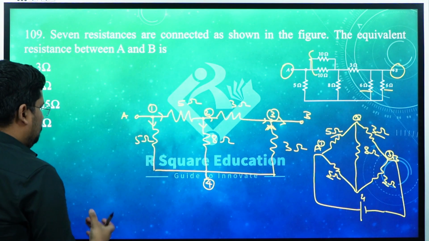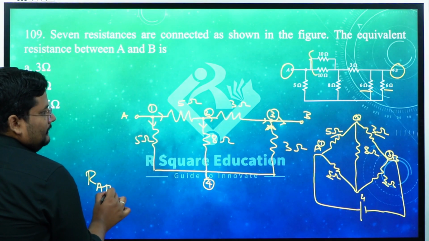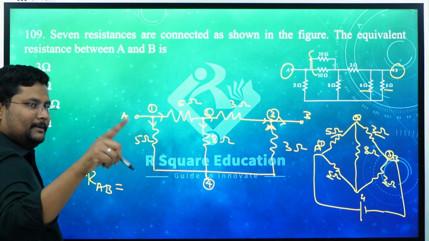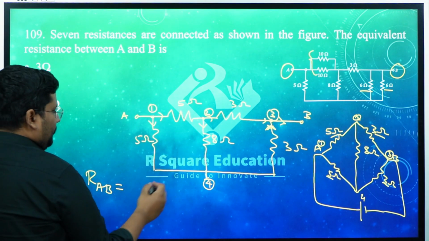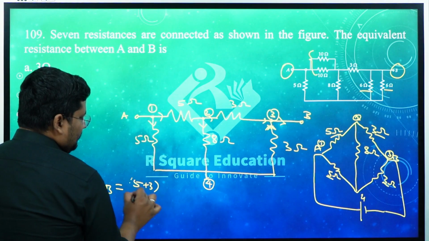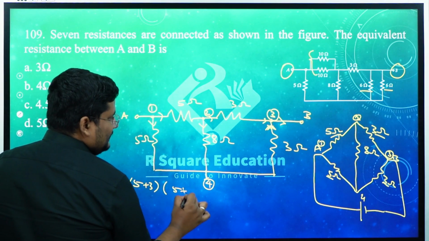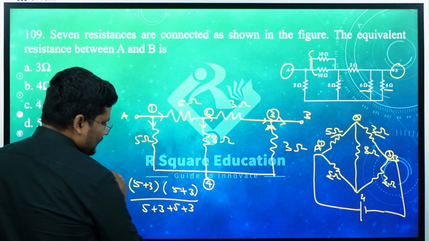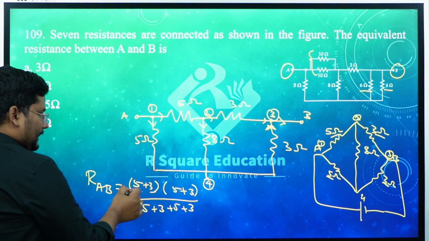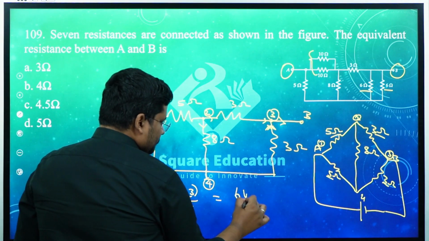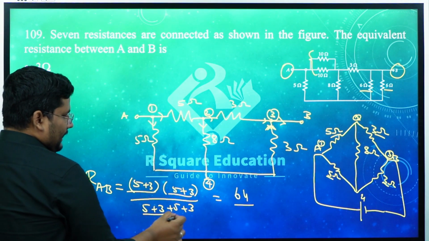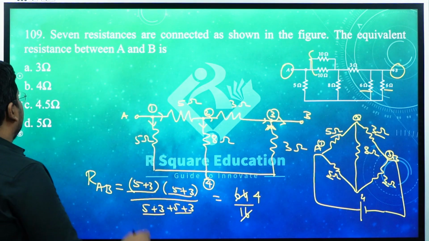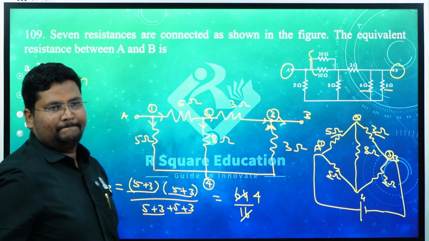Yes, so now see the balancing condition, P by Q, R by S, correct? So what will it be? R_AB will be equal to (P plus Q) into (R plus S) divided by (P plus Q plus R plus S). So 5 plus 3 into 5 plus 3 divided by 5 plus 3 plus 5 plus 3. 8, 8, 64. So 8, 8, 16. So 16 4s are 64. So the answer is 4 ohms.